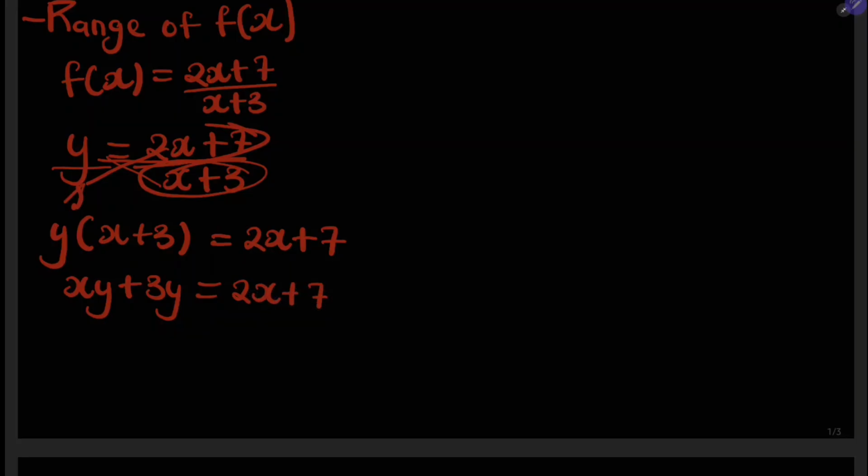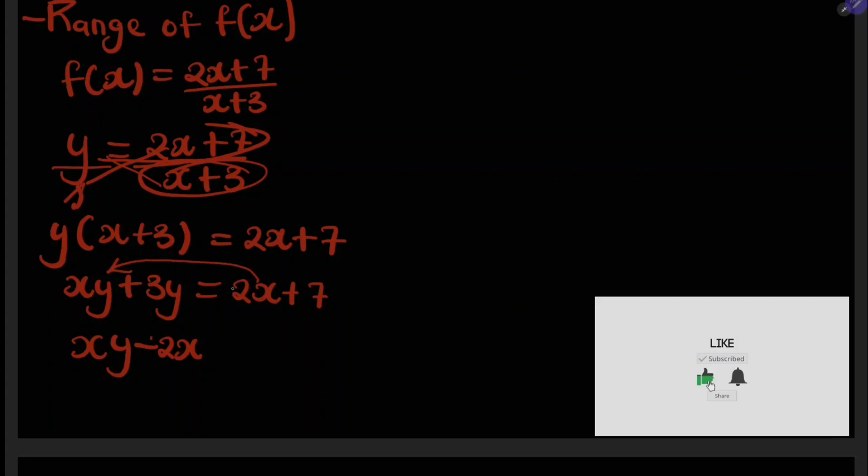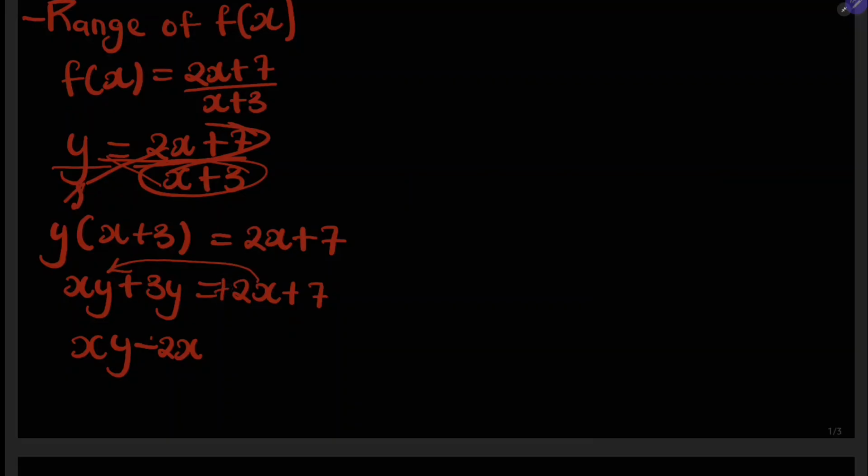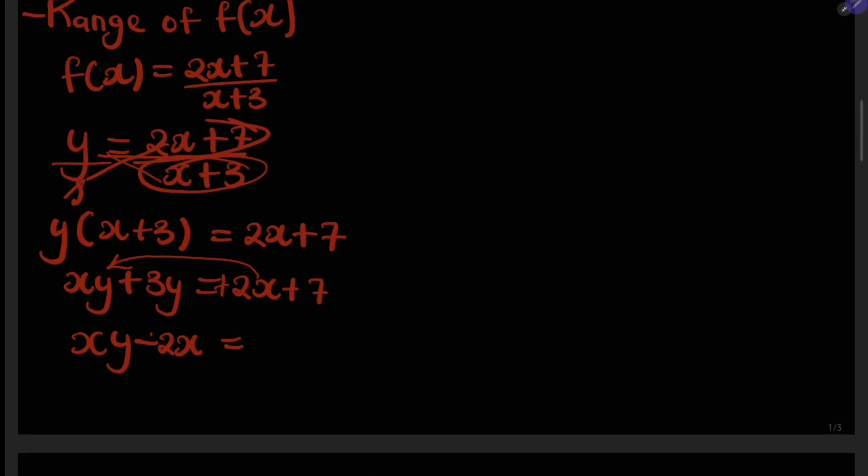Since we are looking for x, we need to bring like terms together. So we're going to have xy minus 2x. We brought 2 this way. When you send it over, the sign changes. Here was a positive sign, so when you send it over, it's going to have a negative sign. So equal to 7, we send this to this way, the sign changes, minus 3y.